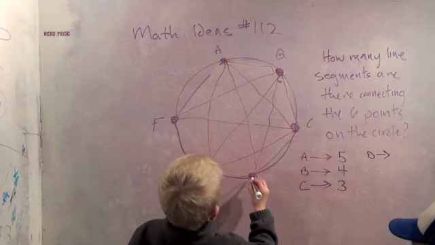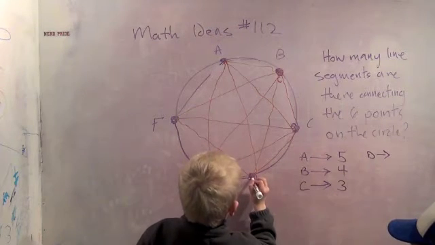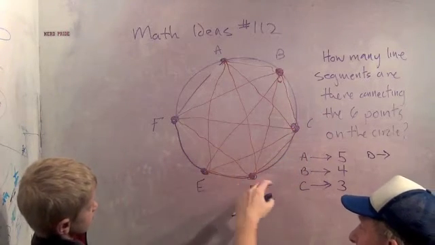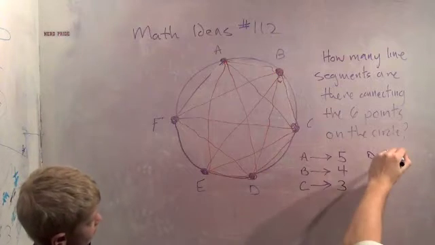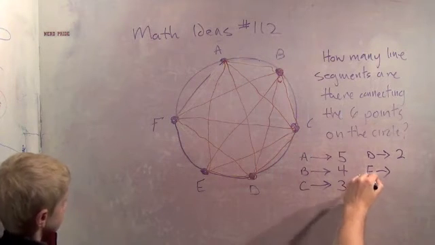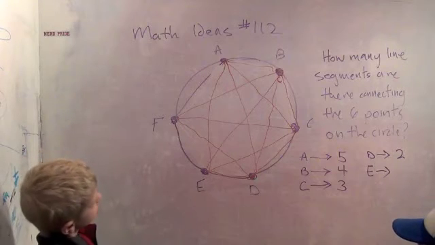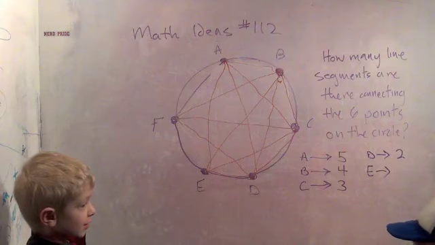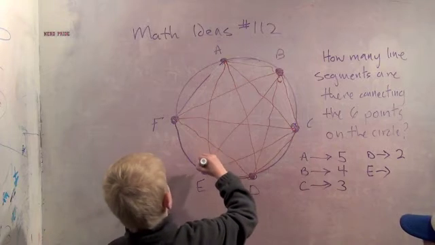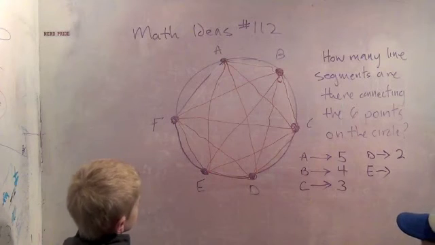No, we didn't draw this one. 1. Now 2. Now remember, we're just trying to go around the circle, so maybe drawing that one first would have been better. But that's okay, we did get 2. And then how many do you think we're going to draw from E now? Maybe 1, maybe just 1. Let's see. Connect E to all the points.